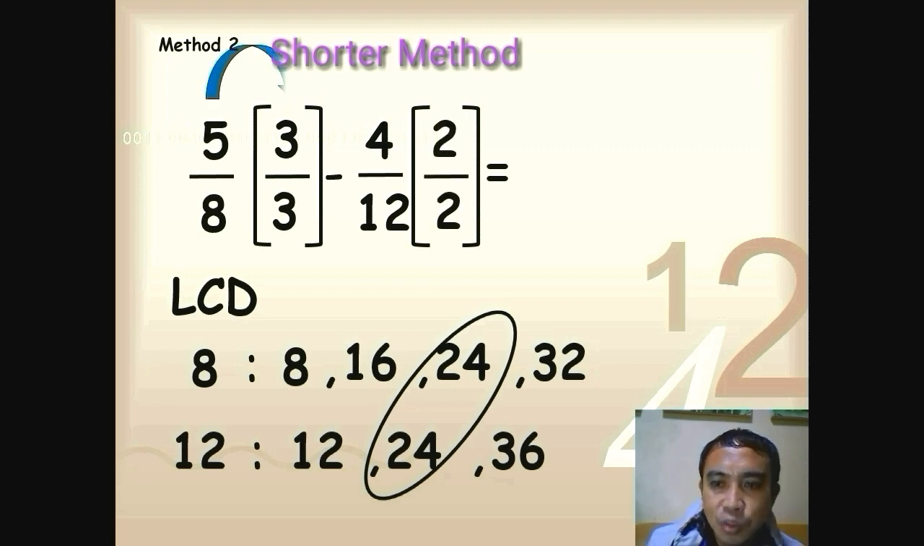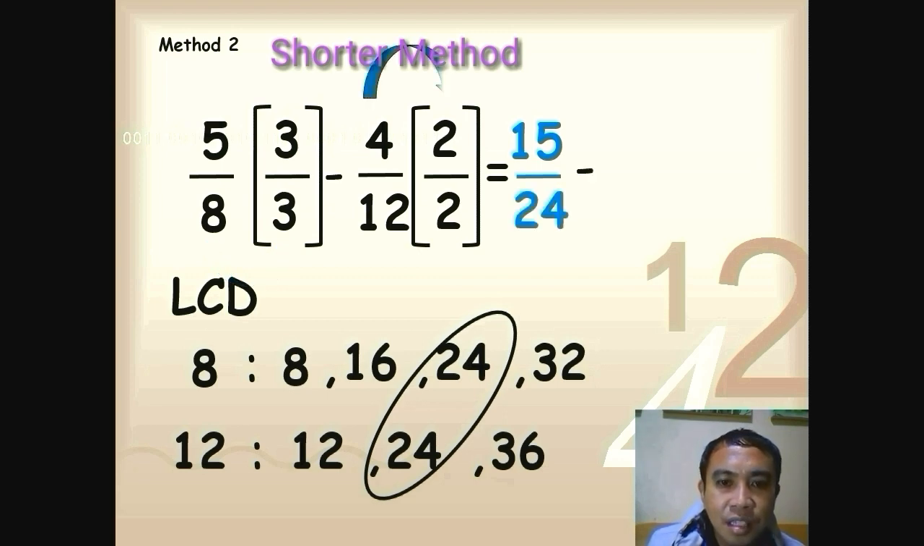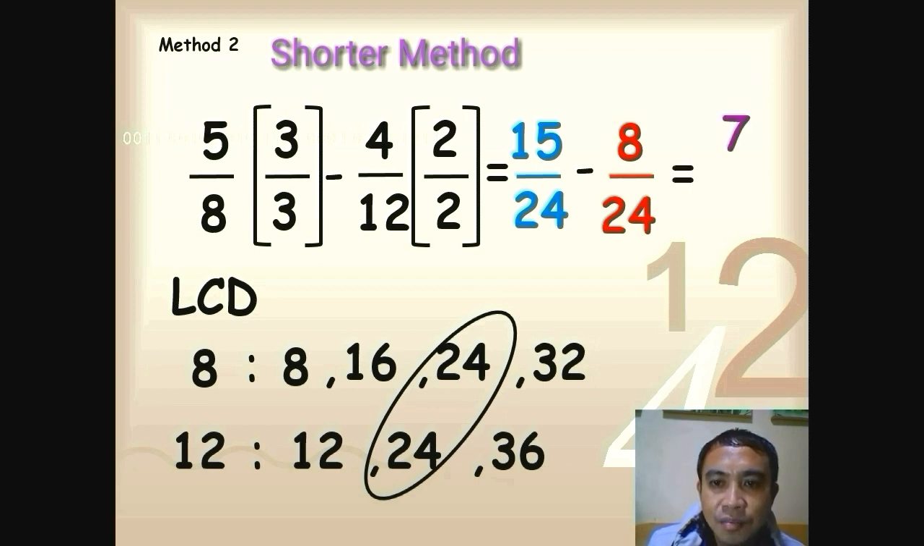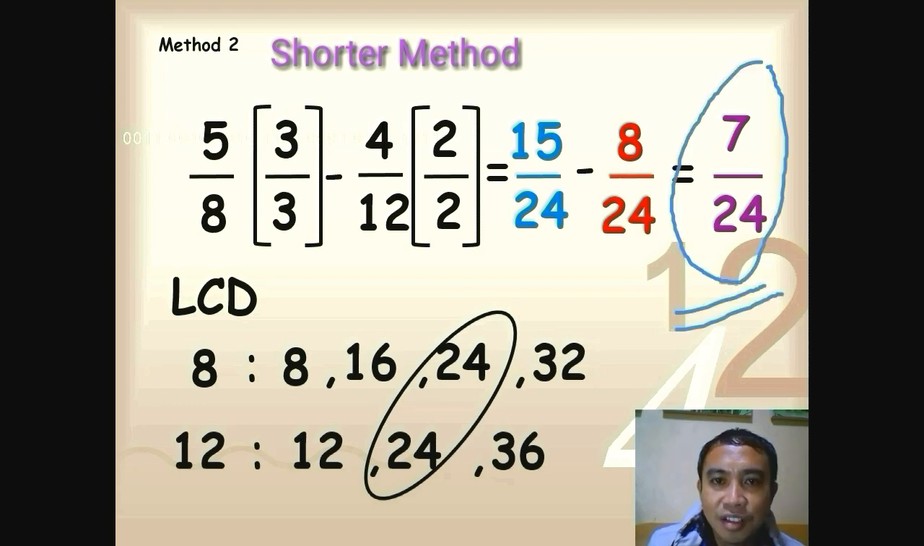Now, we are ready to multiply. 5 times 3, we have 15. 8 times 3, we have 24. 4 times 2, we have 8. 12 times 2, we have 24. Now, since they both have the same denominator, we can now subtract 15 minus 8. You have 7. Then, copy the common denominator, 24. So, the answer is 7 over 24.